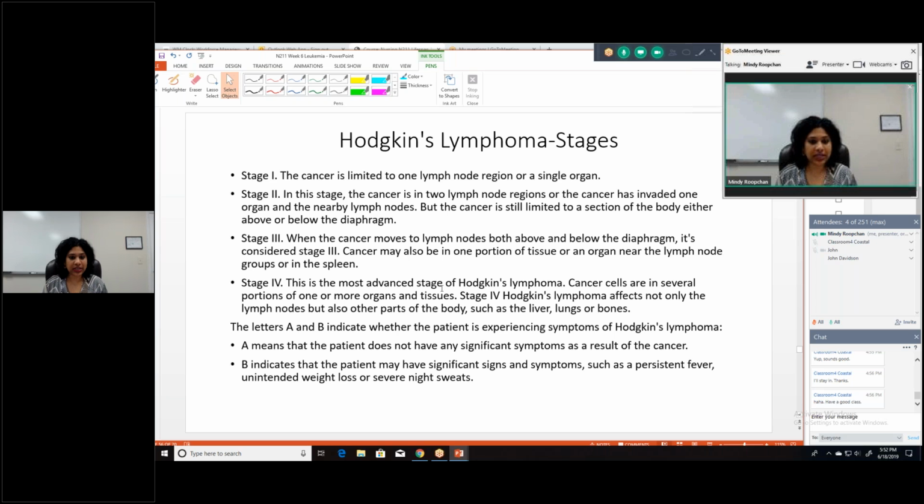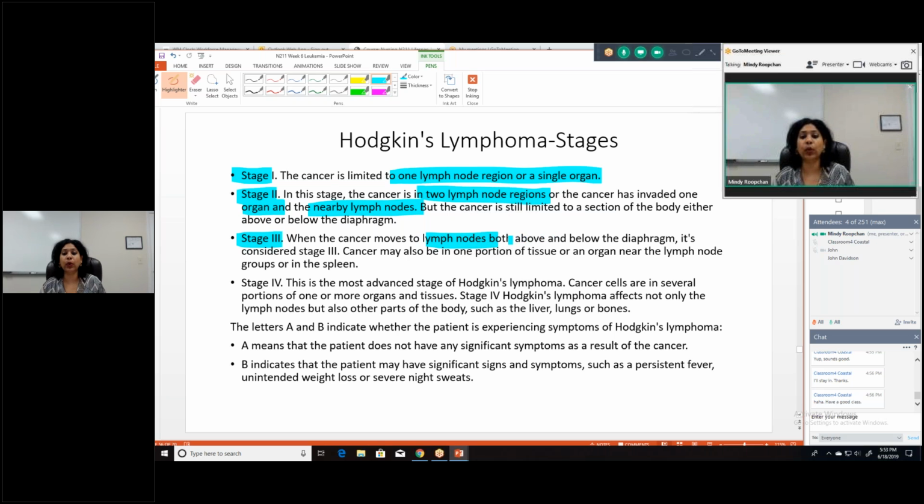Here are your stages. So think about stage 1. The cancer is limited to one lymph node region or a single organ. That's stage 1. In stage 2, the cancer is in 2 lymph node regions, and the cancer has invaded one organ and the nearby lymph node. But it's still limited to that section of the body, either above or below the diaphragm. In stage 3 now, the cancer has moved to the lymph nodes both above and below the diaphragm. This is stage 3. Cancer may also be in a part of the organ or tissue near the lymph node group or even in the spleen.